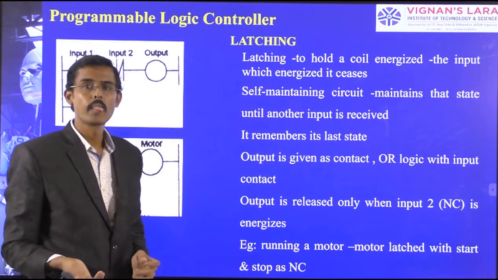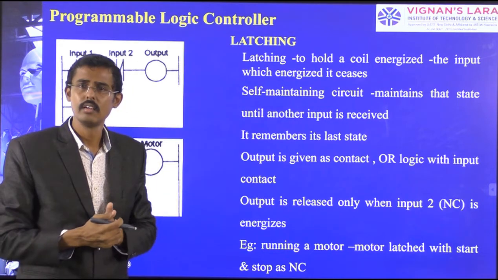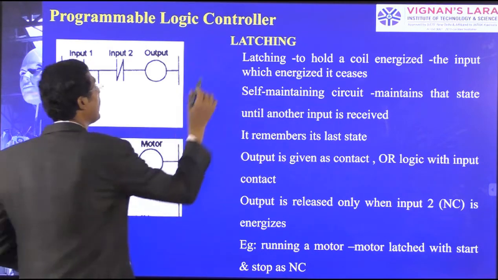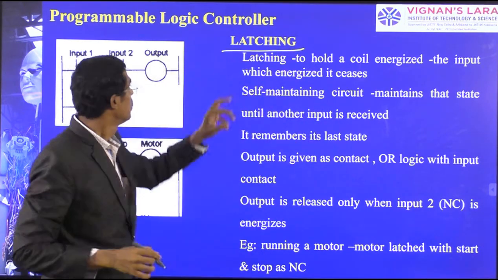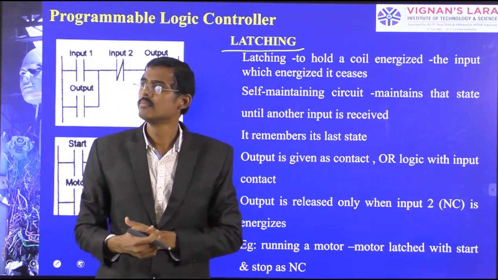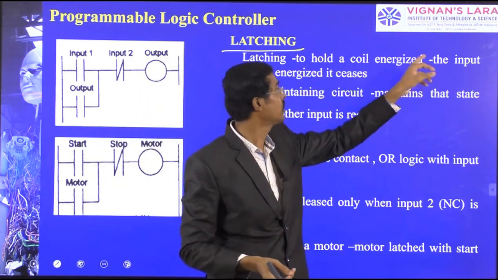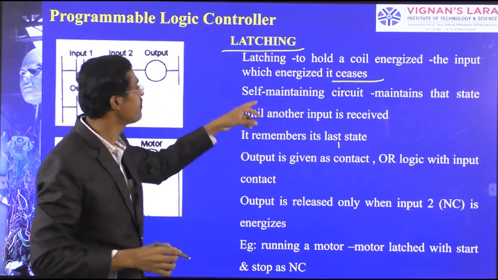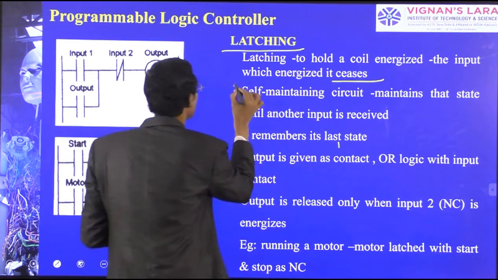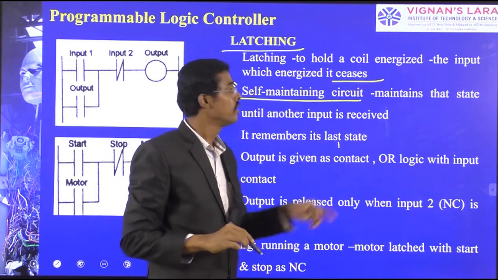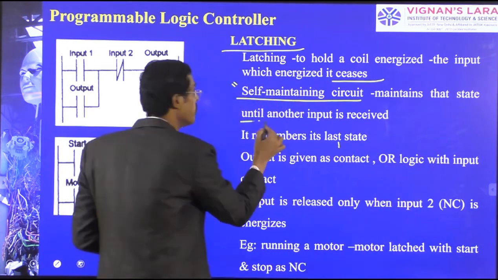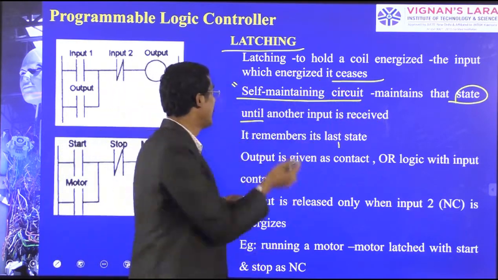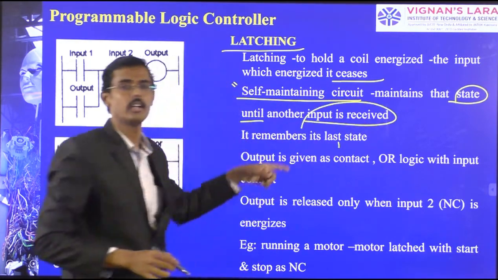Right. Now let's extend a little bit further to latching connections. Latching is the process of holding a coil energized by the input which energizes it. It is a self-maintaining circuit. This is a very wonderful word. Self-maintaining the circuit means maintaining the state, whether it is on or off, until another input is received. That is called a latch.